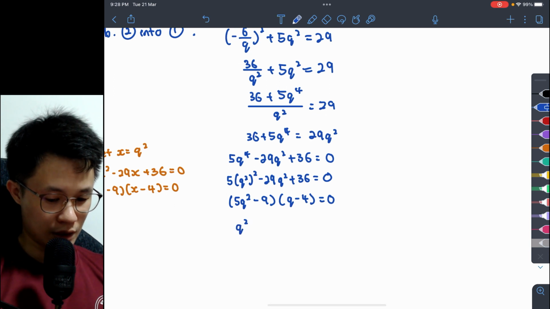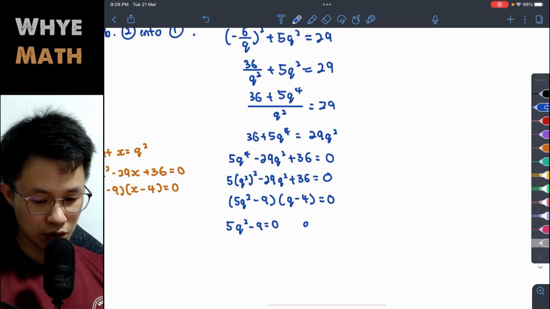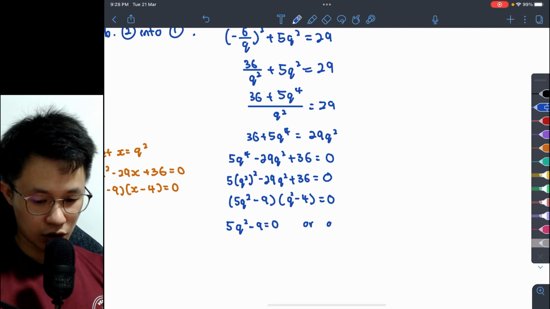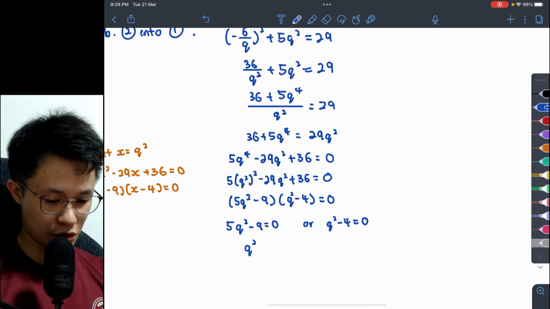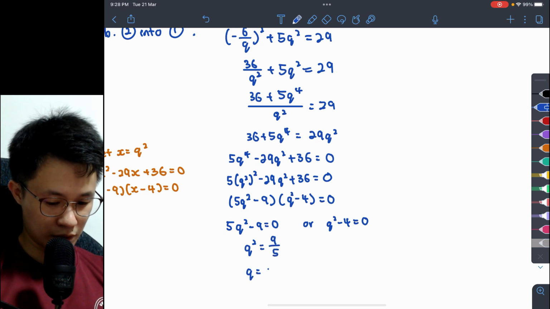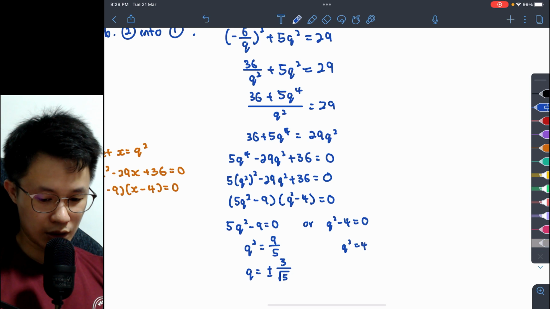So q square, using the zero product law: 5q square minus 9 equals 0, or q square minus 4 equals 0. And from here, we can figure out that q square is equal to 9 over 5, and q is equal to plus minus 3 over square root of 5. You can simply do this and you will get this. The other side is q square equals 4, so q is equal to plus minus 2.